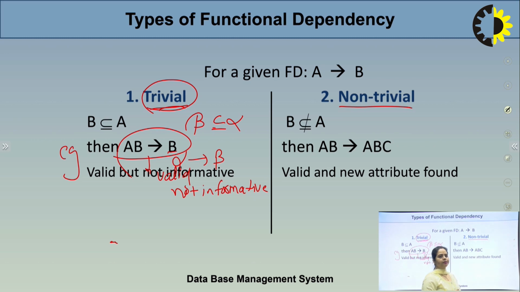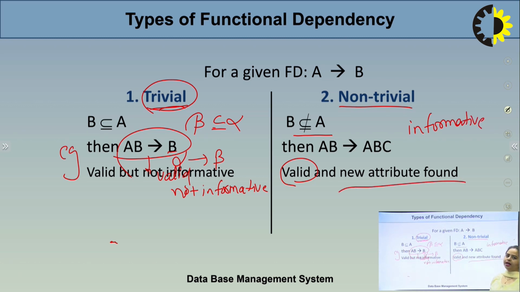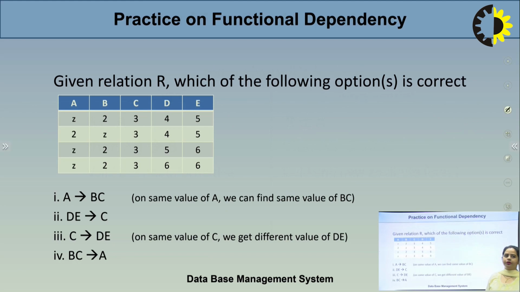The other type of functional dependency is non-trivial dependency. Suppose I am telling you my name and my roll number, and after using this information, you are giving me my name, my roll number and my address. You are giving me some additional information. So this is called non-trivial dependency, where beta is not a subset of A. Is this dependency valid? Yes, definitely, and it is also informative, because a new attribute is found with the help of the given attribute. So we have two types of functional dependency: first is trivial and the other one is non-trivial.